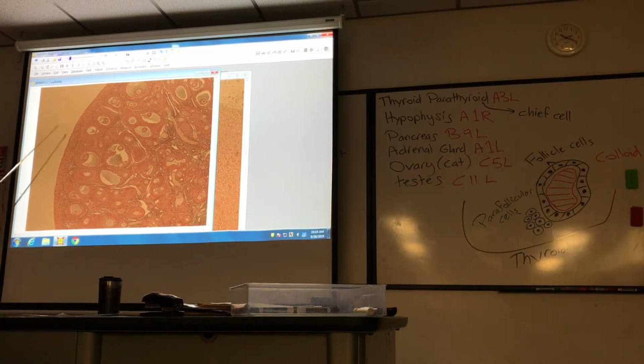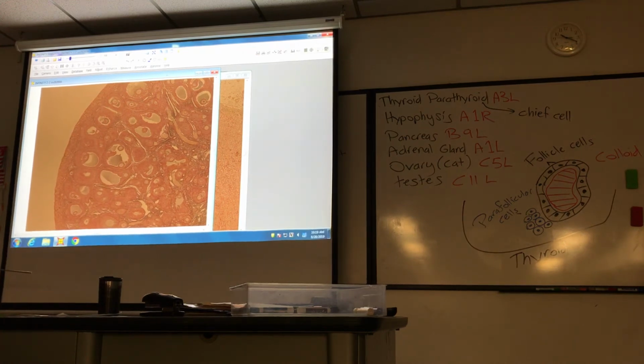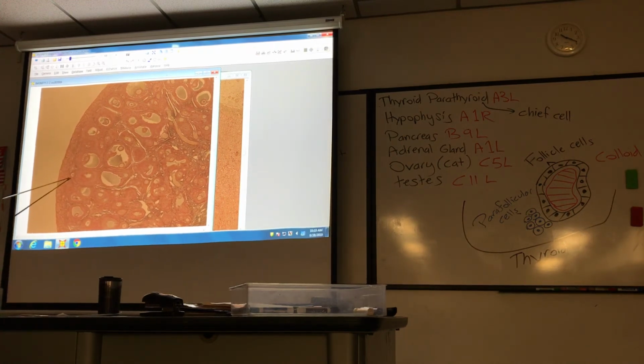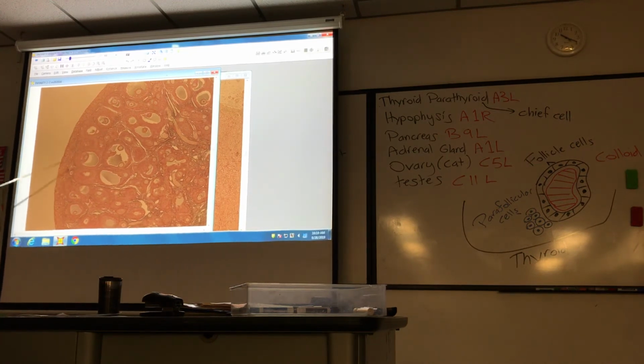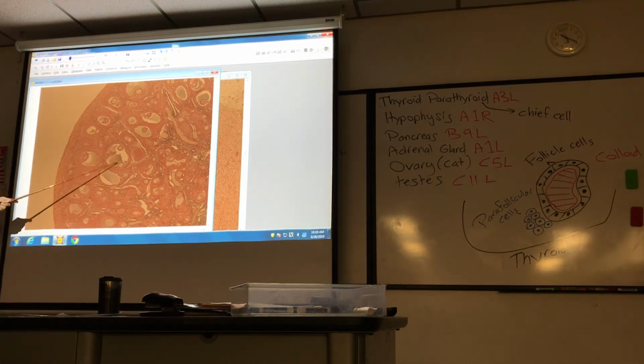See all these little circles in the edge? Those are our primordials. You can even notice that under a low mag. You see the one right next to it that's kind of bigger? What's that one going to be? Primary. And the secondaries are easy to see. You got one graafian follicle with 2 eggs in it there. But there's a nice graafian right there.